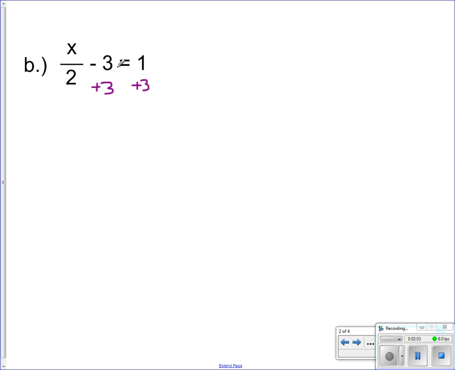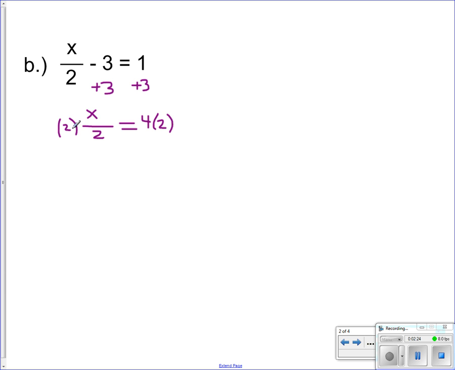And then negative 3 plus 3 is 0. That's why I'm left with x over 2 equals. And then 1 plus 3 is 4. Second step is to multiply by 2. And so I'm going to multiply both sides by 2. That's the inverse of dividing, which I'm doing in the problem. This is division. Inverse is to multiply.